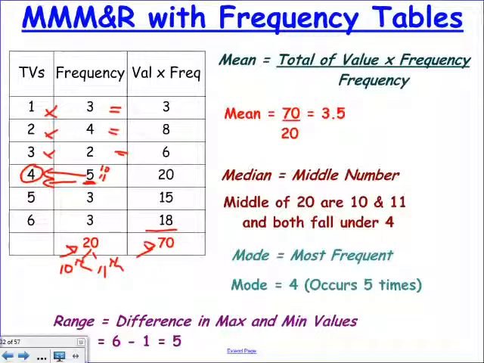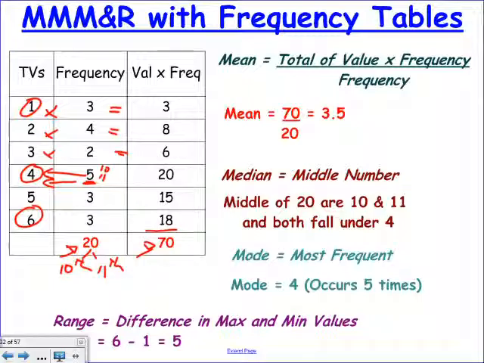You there? Finally, my range. It's the range of my data, not the range of my frequency, it's the range of my data. So the most number of tellies is 6. The least number of televisions is 1. So 6, take away 1, gives me a range of 5.